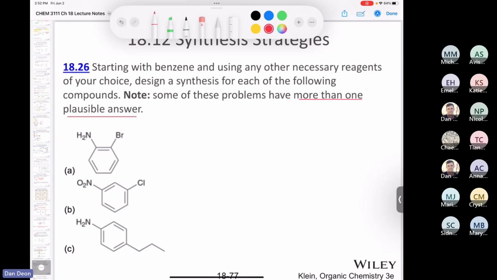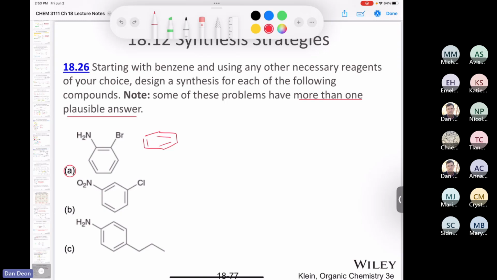We're going to start with A, and we want to take benzene, and we want to make that compound, right? We want to put an amino group and a bromine ortho to each other. So if we want to have two groups that are ortho to each other, which one of these groups are we going to install first, do you think? Would we put the bromine in first or the amino group in first? I'd say we're going to put the bromine in first, right?